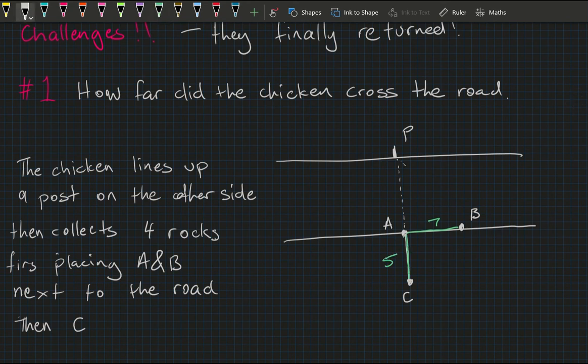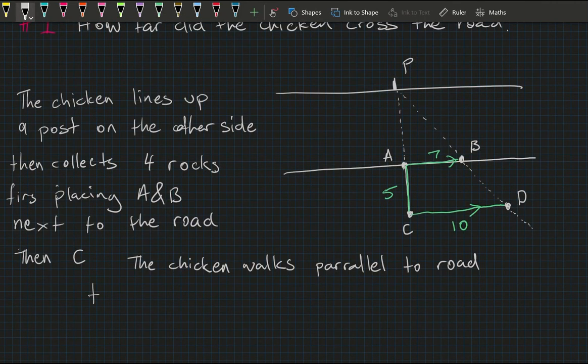Then next we'll draw an imaginary line that goes from P to B and continues on. Because the chicken then walks parallel, and it's important to remember parallel, the chicken walks until it meets this imaginary line. And let's mark in that they're parallel. And finally, the chicken puts down rock D there. The chicken then measures a distance from C to D as 10 meters.